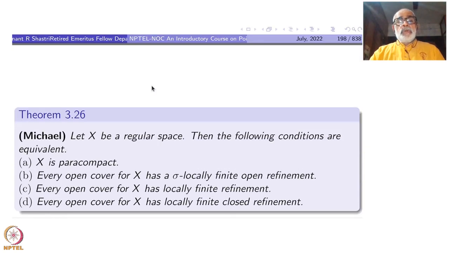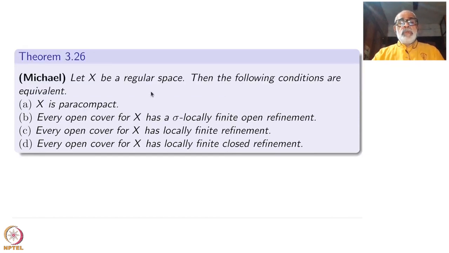Okay, so here is the theorem that we want to go through today. Let X be a regular space. Then the following conditions are equivalent. A: X is paracompact. B: Every open cover of X has a sigma locally finite open refinement. C: Every open cover of X has a locally finite refinement. D: The last one here is, every open cover of X has a locally finite closed refinement.